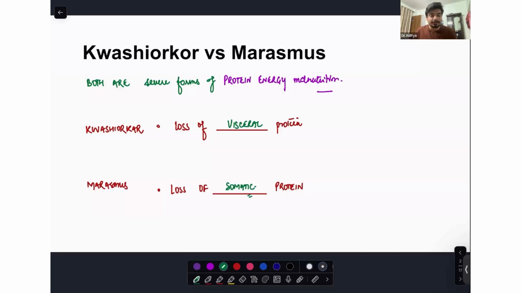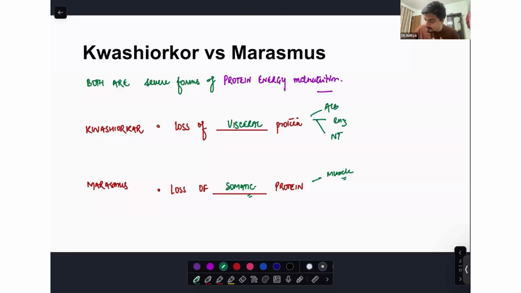Now, what do I mean by that? In our body, protein is there in two different compartments. One compartment is the visceral compartment. Visceral protein is your albumin, your enzymes, your neurotransmitters. While somatic protein is the protein which is present basically in the muscles.